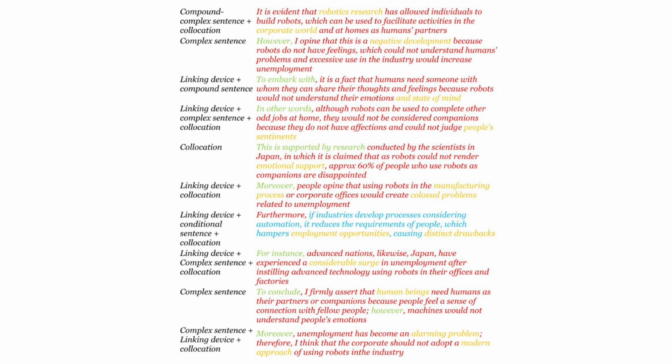Moreover, people opine that using robots in the manufacturing process or corporate offices would create colossal problems related to unemployment. Can you see the language? Can you see the vocabulary that is being used? Colossal problems. Manufacturing process. It not only makes a part of collocation but also vocabulary. Furthermore, if industries, conditional sentence, we had discussed that you're expected to use at least one conditional sentence. If industries develop processes considering automation, it reduces the requirements of people, which hampers employment opportunities, collocation, causing distinct drawbacks.